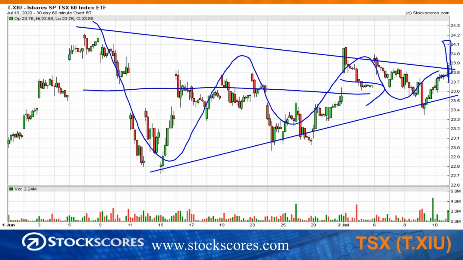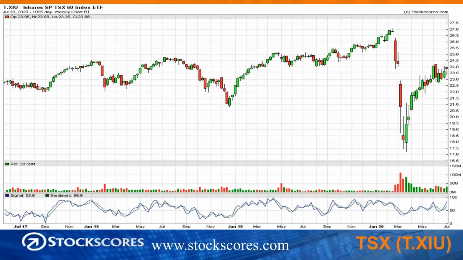If we get a nice strong break to the upside, that would be bullish. If we get a break to the downside, that would be bearish. Right now, it is neutral.